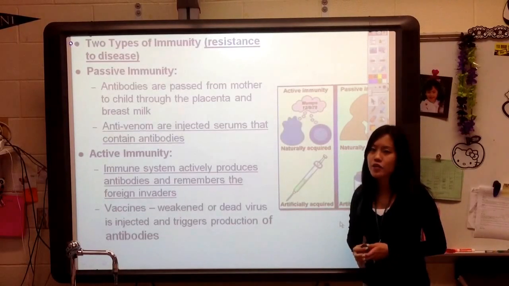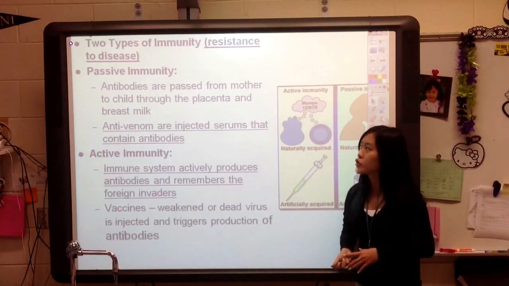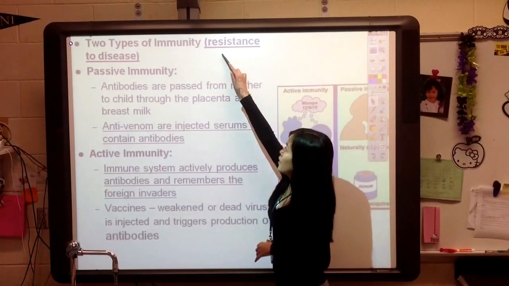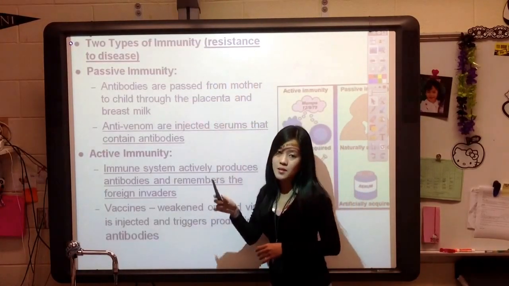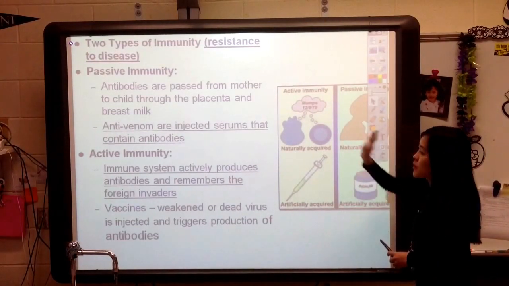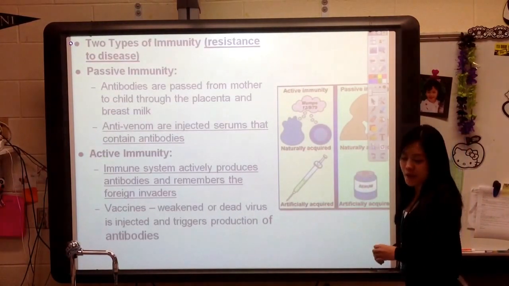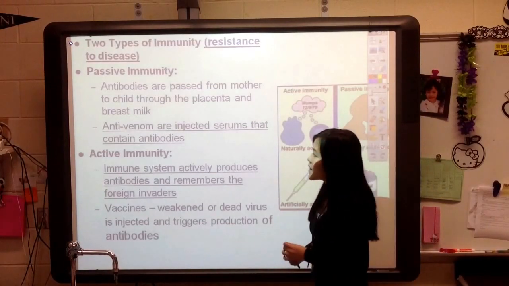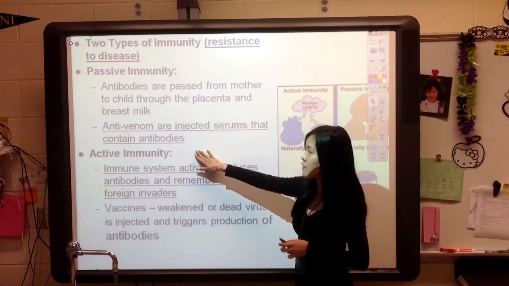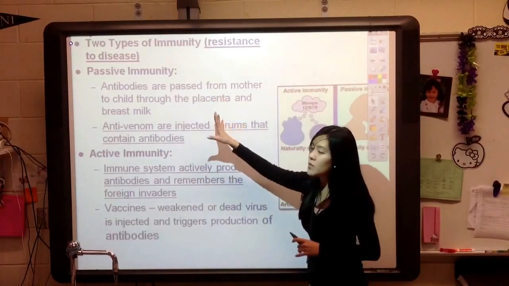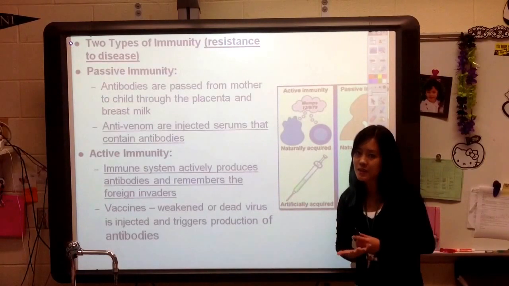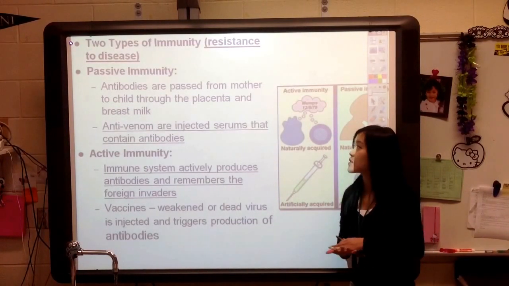But when your body is trying to fight off disease, there are two types of immunity, or two ways in which you can become resistant to the disease, or to try to get rid of that disease. So make sure you also write down what's up there as well. So there's two types of immunity, passive and active. And with passive, this really means that you are getting those antibodies, those proteins to fight disease, from another source.